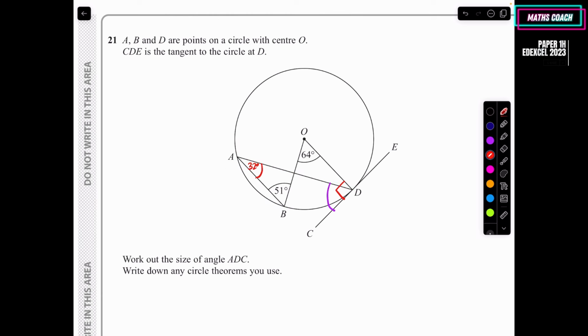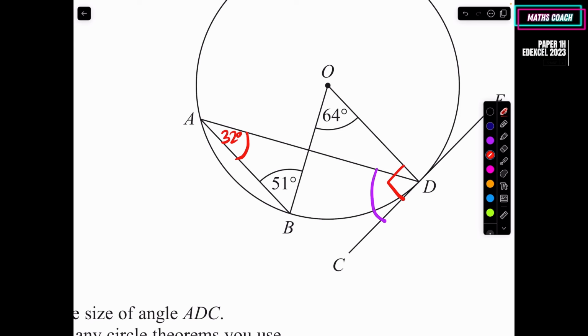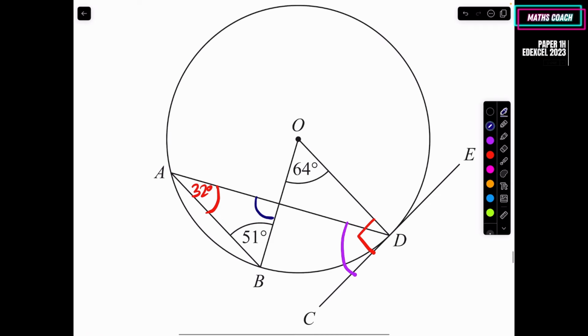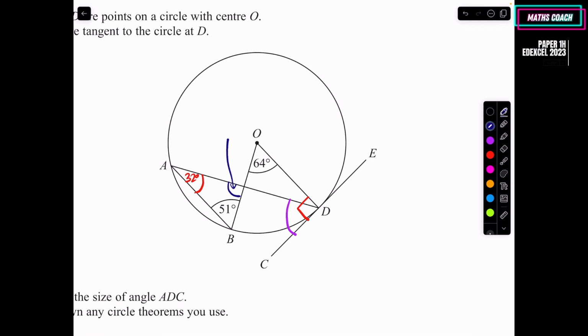All right, so we've got that. Now, where are we? We've got a little triangle thing going there. So what we can do is find this angle. Here would be the same as that angle because they're vertically opposite. So let's go and find this angle first. This one right here is going to be 180 take away 32 plus the 51.